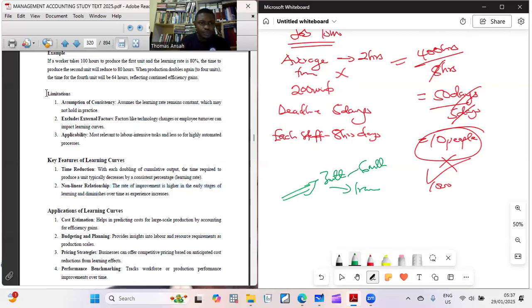The assumptions that we made have some limitations, because they assume consistency, that the learning rate is 80% throughout. But with learning rate, some people learn and unlearn, which may not be so in real practice. External factors affect those things. Technology speeds things up, but not everybody is able to use technology as much as they ought to.